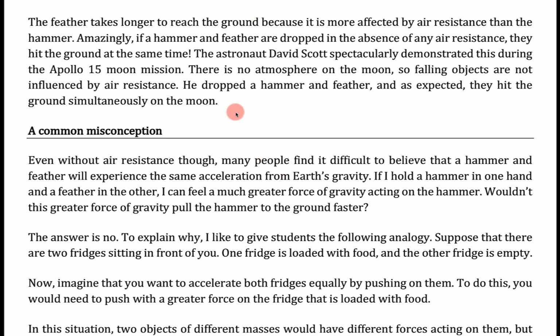The answer is that the feather takes longer to reach the ground because it is affected more by air resistance than the hammer is. If you actually completely remove air resistance from the situation and drop a hammer and feather in a vacuum where there is no air, they will actually hit the ground at the same time.